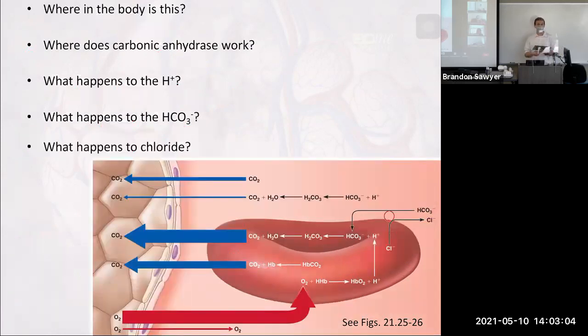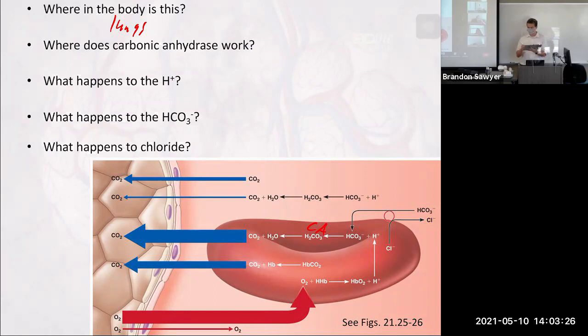Second one's just going to be mostly the opposite, okay? So if the other one was the tissues, obviously this one is the lungs. All right, where does carbonic anhydrase work? The same place, okay? It can drive the reaction the other way too, wherever we see that reaction happening in the red blood cell. Okay, what happens with the hydrogen ion now?